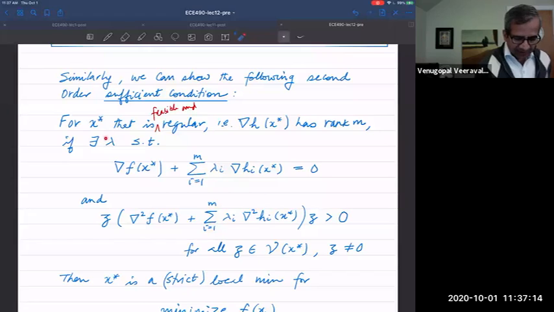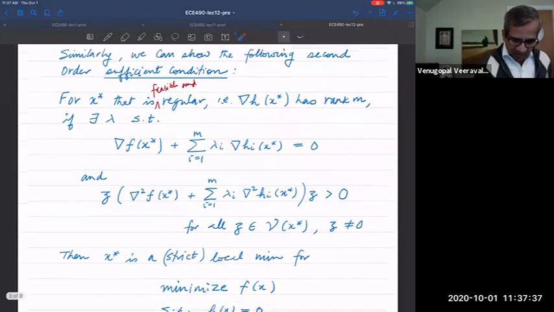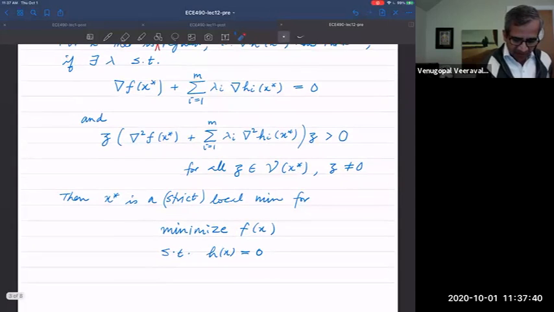If there exists a lambda, so this is a sufficient condition, right? So if you can find a lambda such that this is equal to 0, and the second order condition now says that this product has to be strictly positive, not just greater than or equal to 0, for all z belonging to V of x star, then you can conclude that x star is a strict local minimum for this optimization problem, just like we had with the necessary condition.